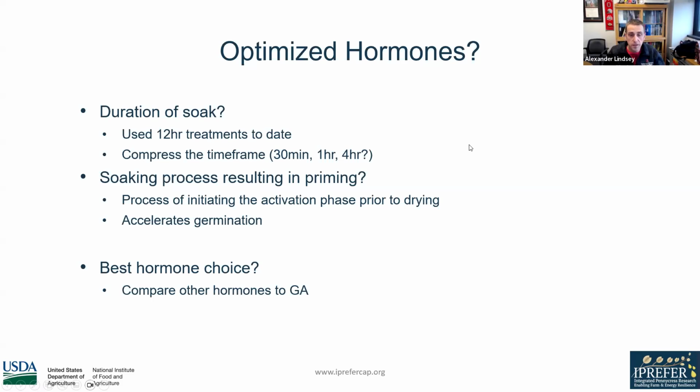The final step would be thinking about GA treatment and thinking about optimizing that hormone treatment. In past work, we've looked at anywhere from 6 hours soaking through 24 hours soaking. We backed down the concentration and had been using a time of 12 hours. But we wondered, could we get away with a very short duration of 30 minutes, 1 hour, or 4 hours? The other idea would be looking at other hormone choices. To date, we had been only really looking at gibberellic acid, but there could be some other hormones that could potentially improve germination as well.